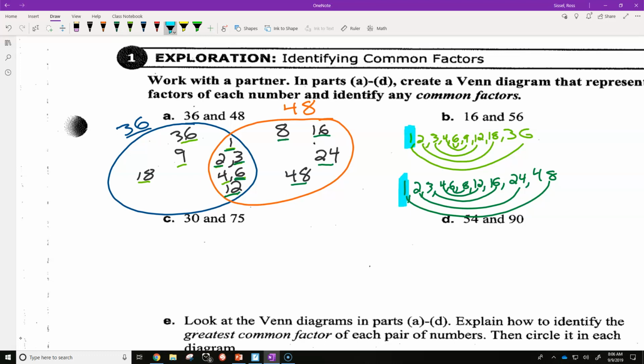1 is in both the lists. 2, 3, 4, 6, 12. That's all our numbers. Now, before we do this next part, I think this might help you remember.